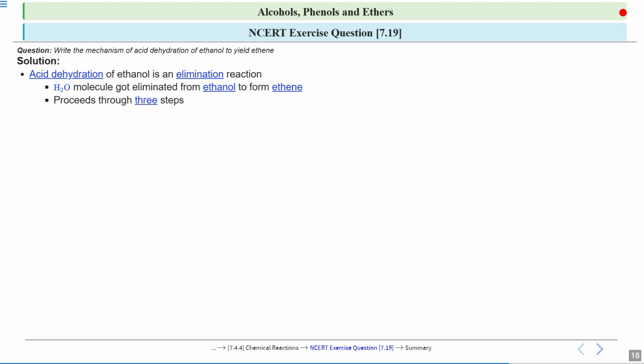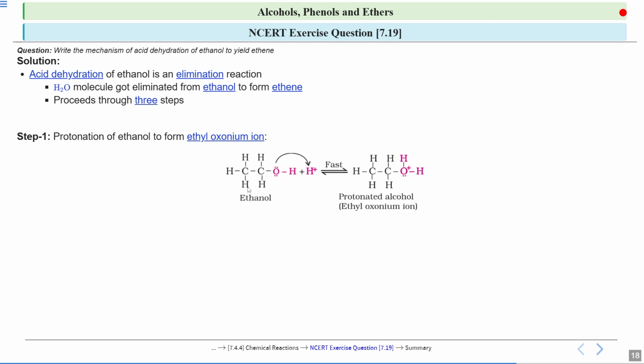That is ethene. So as we discussed, it proceeds through 3 steps. So let's discuss the first step. In step number 1, there will be protonation of ethanol to form ethyl oxonium ion. So first we have to protonate our alcohol to make it an electrophile. Okay. So you will see this is ethanol. First we will protonate this ethanol.